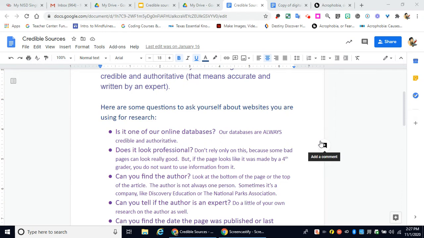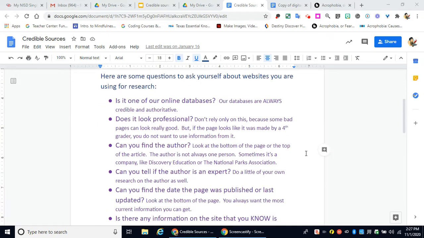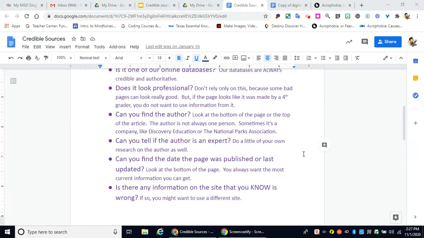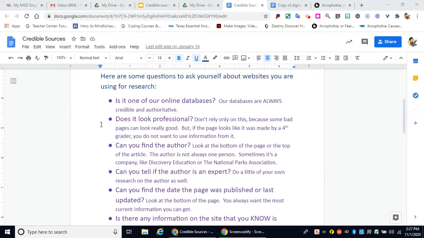So it is important for us to talk about what we do when we move outside of those databases to understand the information that we're looking at and to be able to discern whether it is credible, reliable information. Okay? If we were using our databases, we would 100% know that those are credible and authoritative. Authoritative means that they are written by experts. Okay, but since we're moving outside of there, we need to ask ourselves some other questions.